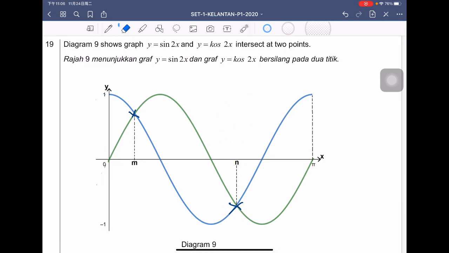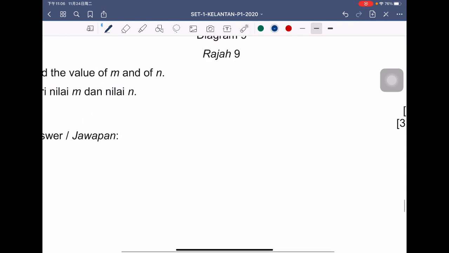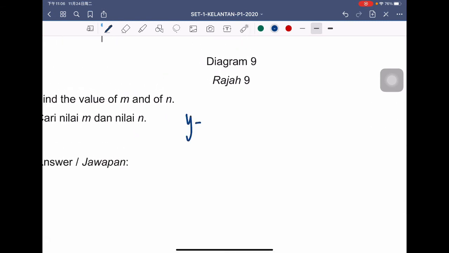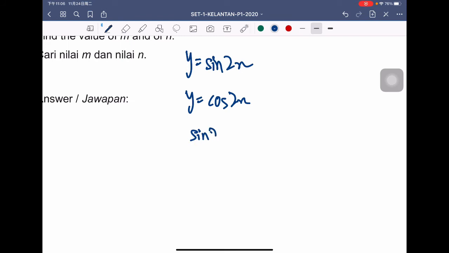Okay, y equals sin 2x and y equals cos 2x intersect at 2 points, which is here and here. So we try to do the simultaneous equation. y equals sin 2x and y equals cos 2x. So sin 2x equals cos 2x. And then we move the right hand side to the left hand side, and it will become sin 2x divided by cos 2x equals 1.